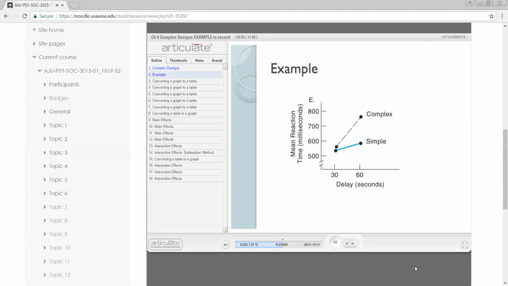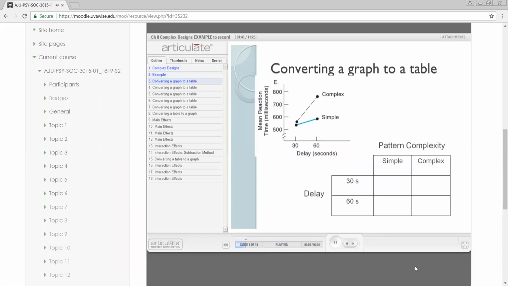Up until now, we've been looking at data mostly given to us in tables, but you can do the exact same thing with data that's given to you in a graph like this. So what you need to remember is that each point on the graph indicates a mean for each group. So for example, this point tells us about the mean for participants who had a 30-second delay who saw the simple stimulus. This point up here is the mean for participants who saw the complex stimulus and a 60-second delay. So we have all of the information we need to put this data in.